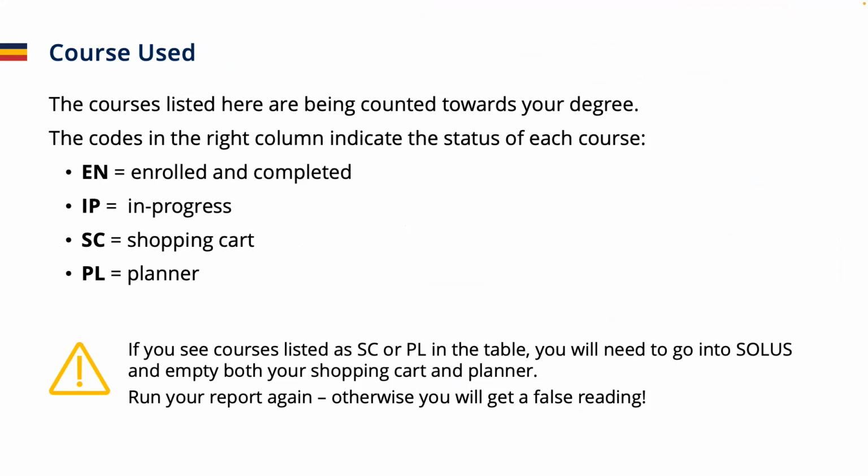The courses listed here are being counted towards the 120 or 90 unit total for your degree. Be sure to check the right column of the table of courses. EN means you have completed the course, while IP means that a course is in progress. As soon as you register for a course, it will show as IP on this report. If you see courses listed as SC or PL, you will need to go into Solus and empty both your shopping cart and planner. Once you have done that, run your report again. Otherwise, you will get a false reading.